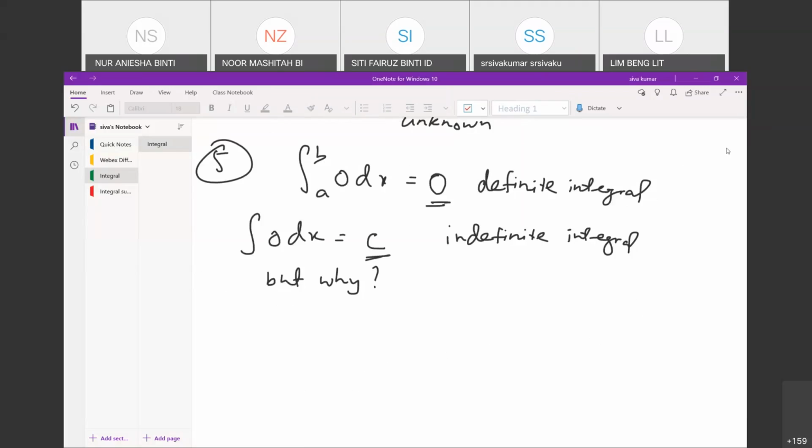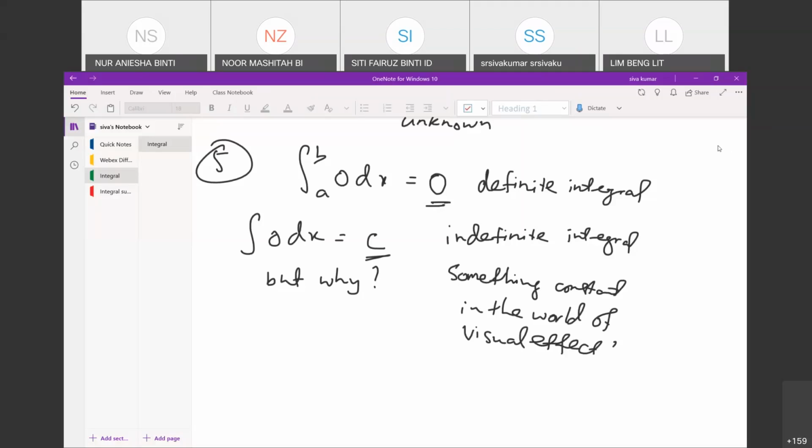Can you? I'll try to give you one idea. At least you can see that something is constant here, in the world of visual effect. Why is something constant? In this case, we are saying something is constant in the world of visual effect. Why?